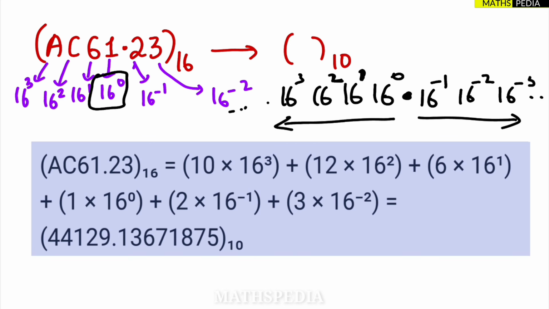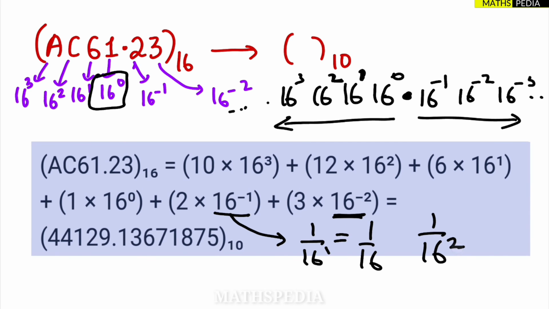Same as binary as well as octal, only the thing is that the power will change. In octal 8 power will come, in binary 2 power will come. Then what you have to do, this 16 power minus 1 can be written as 1 by 16 power 1. This is nothing but equal to 1 by 16. Then 16 power minus 2 can be written as 1 by 16 power 2. Then you multiply and just add in the calculator, and you will arrive at the answer.